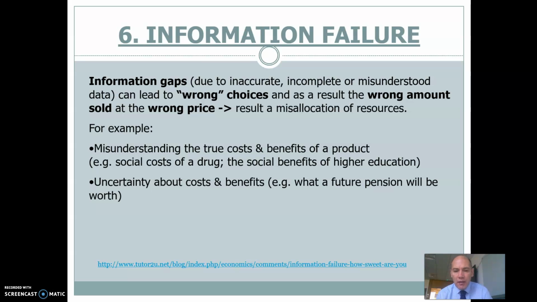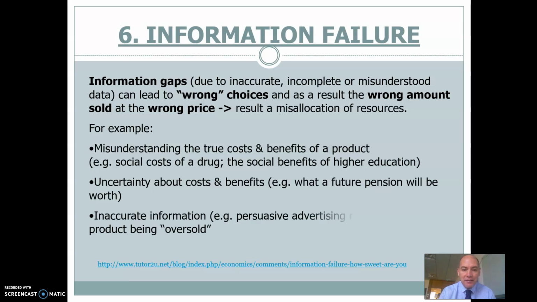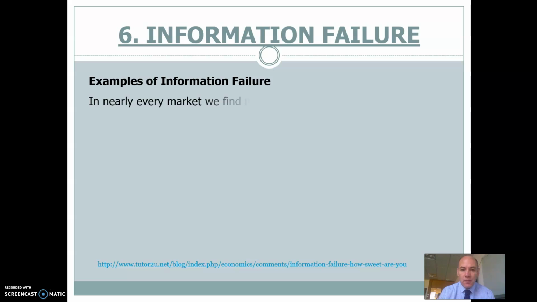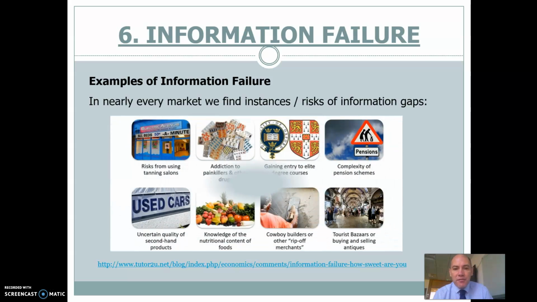In addition, sometimes people are uncertain what the costs or benefits are, for example of a pension, and as a result they don't put enough money into a pension, which leads to greater poverty in people's elderly lives. Sometimes there is inaccurate information, so a persuasive advertising campaign may lead to too much of a product being sold. In virtually every market we find instances or risks of information gaps.